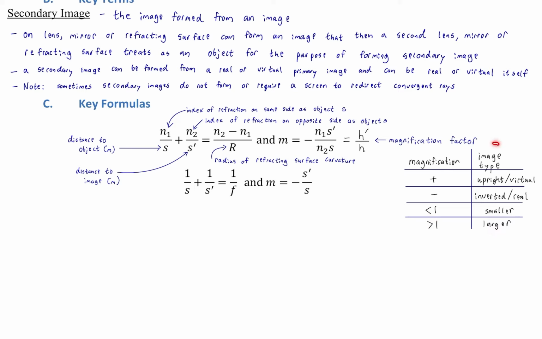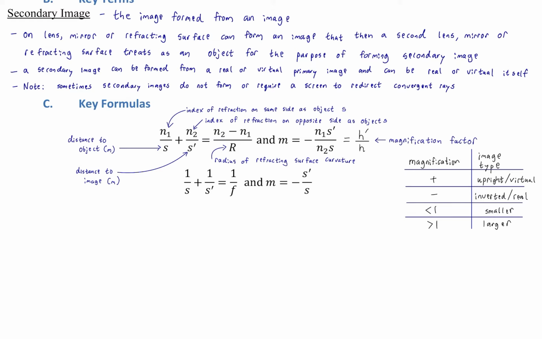Now, this always applies to images, no matter how they're formed, but it only always applies to primary images. I say that because there was a big rule here that if you have a positive magnification, that tells you your image is upright. That's true, and it's virtual. That's also true, but only for primary images.